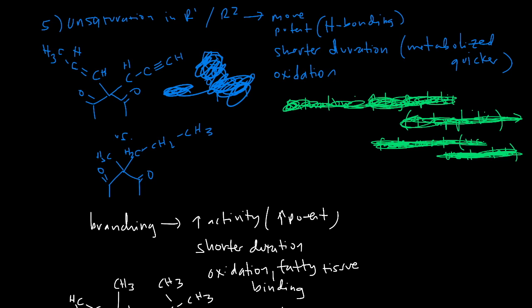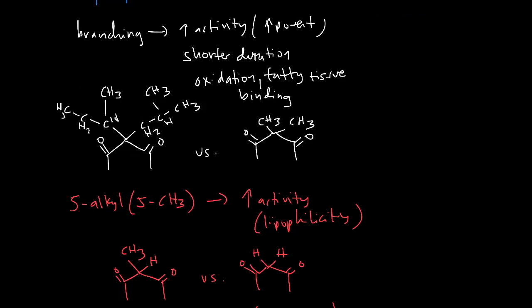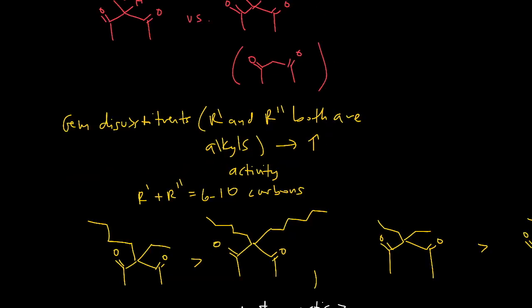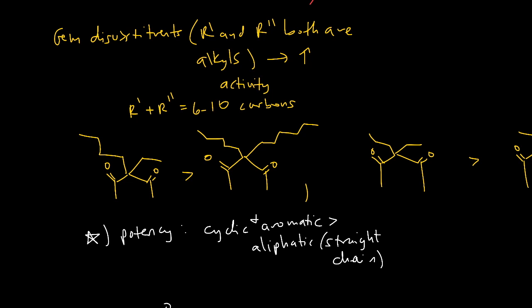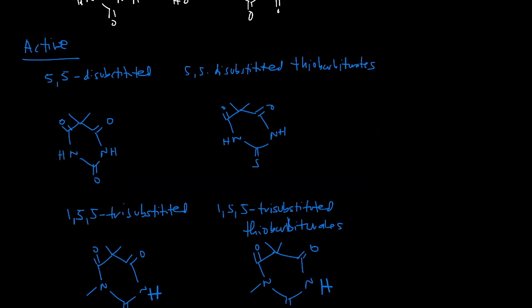Special case, unsaturation. They're more potent because they have hydrogen bonding, and they're shorter duration because they're metabolized quicker. Branching increases the potency. These have a shorter duration. The 5 alkyl groups have higher activity because they're more lipophilic. Remember, adding methyl groups increases the lipophilicity, therefore quicker action, shorter duration. Gem-disubstituents, adding 2 substituents, increases the lipophilicity, therefore increasing the activity and decreasing the duration of action. Cyclic or aromatic barbiturates are more active than straight chain or aliphatic barbiturates. This is just to illustrate the SAR.